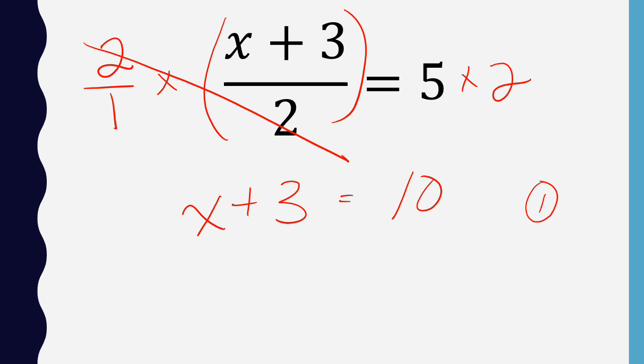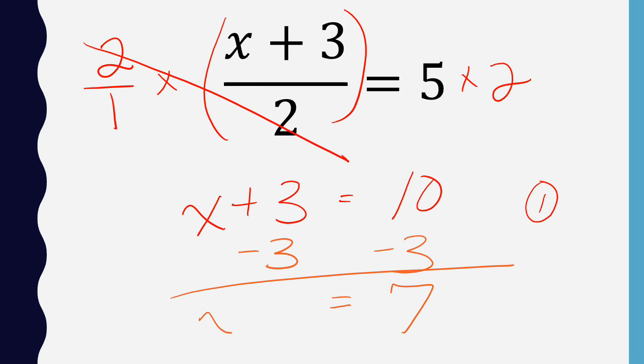Now let's get to step number 2. What we're going to do is subtract both sides by 3. We bring down our equal sign, so we're left with x being equal to 7. And there's step number 2.